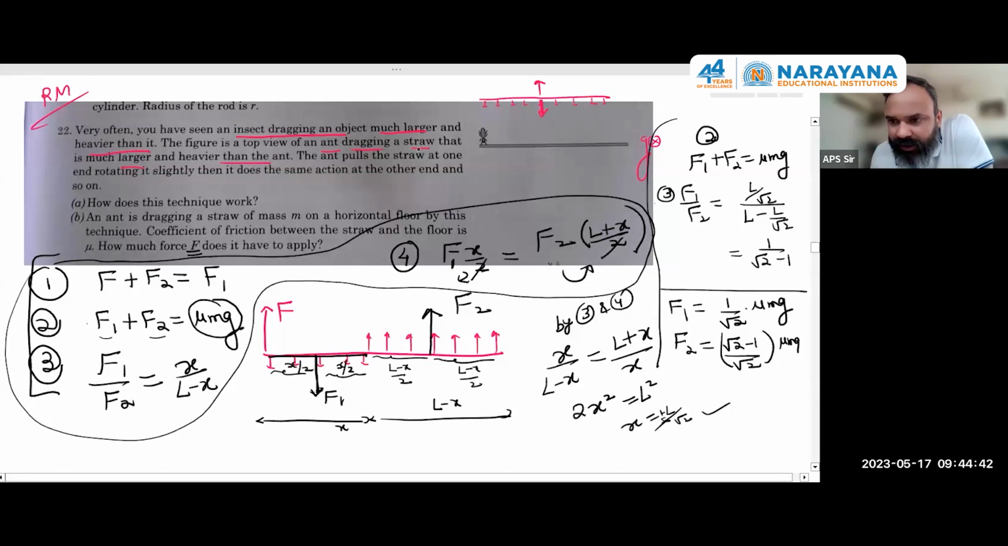You understand what I have? So I just took the ratio here. 1 is to root 2 minus 1 plus 1 over root 2. And there's a root 2 minus 1. So simply I've solved the equations. I got f1, f2.